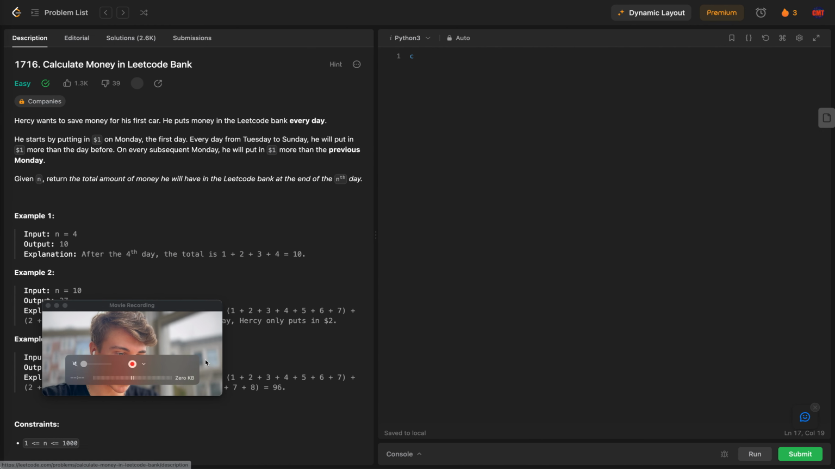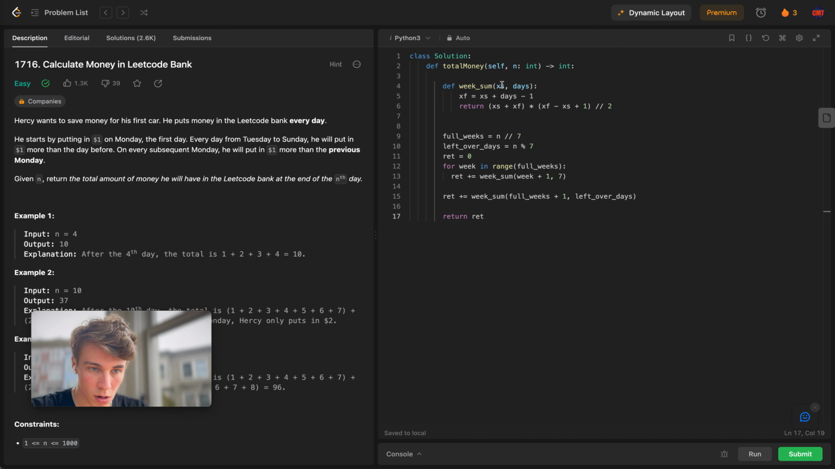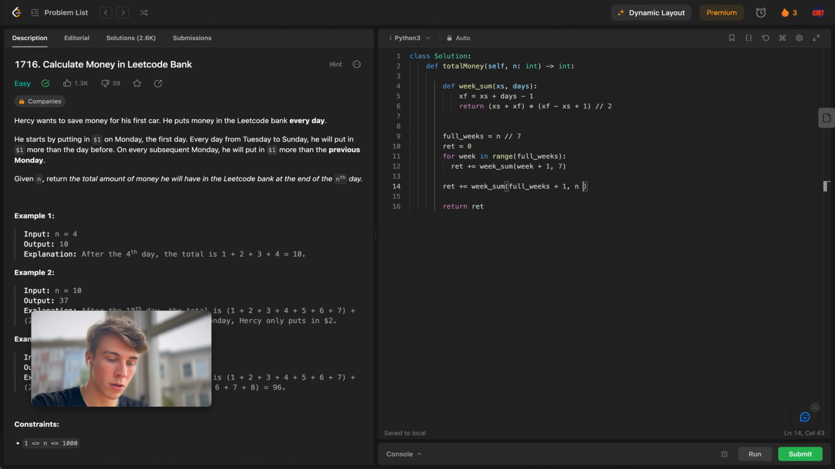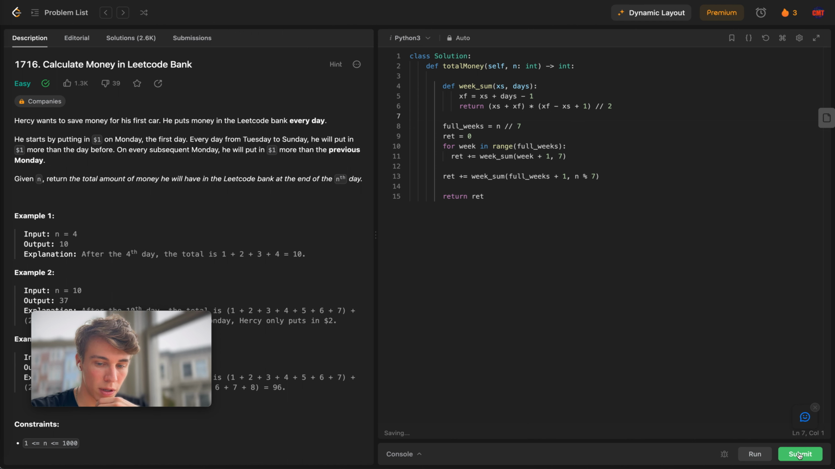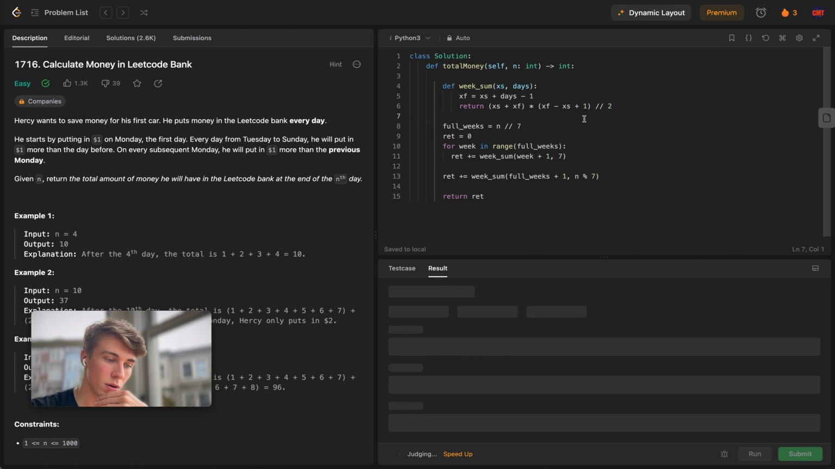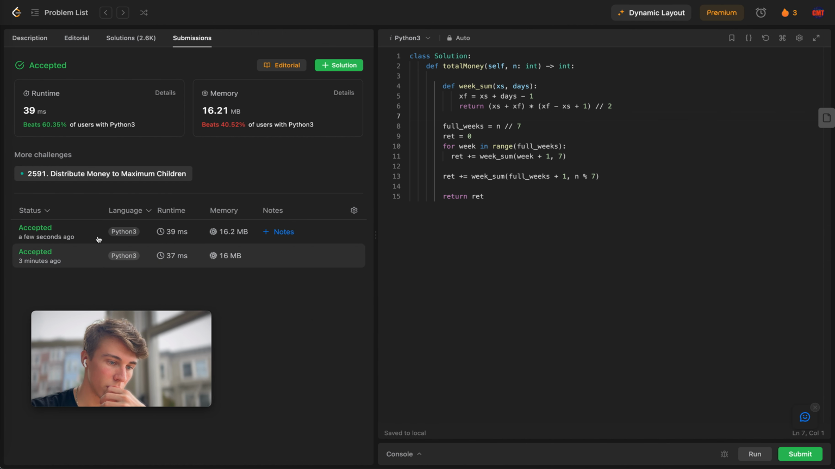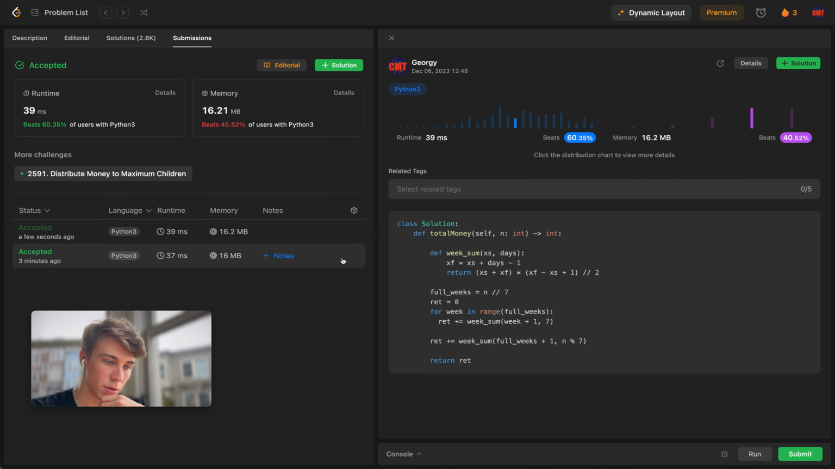Let me try rearranging something in hopes of making this simpler. Let's remove this. Leftover days, we don't need that. It's just n modulo 7. I should be getting a faster solution because there are fewer iterations that I'm doing, but it just doesn't want to do it. I don't know.